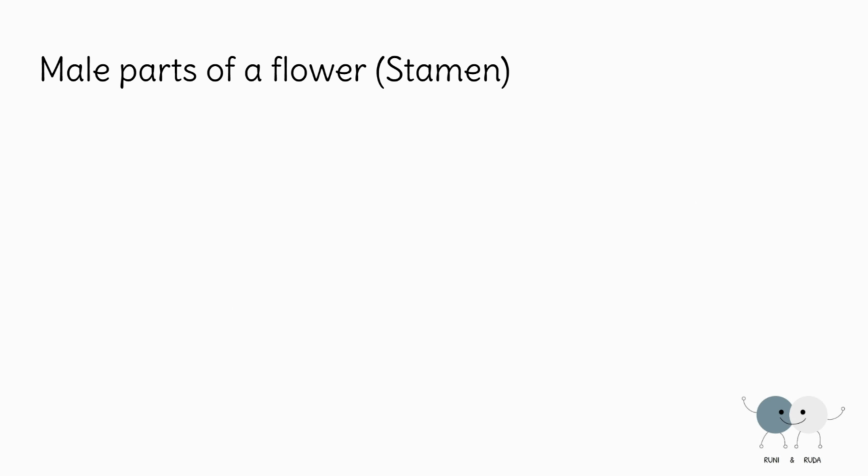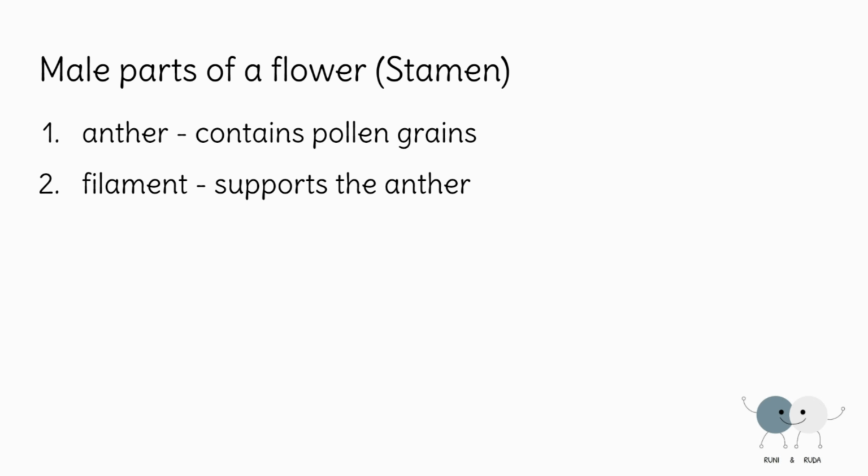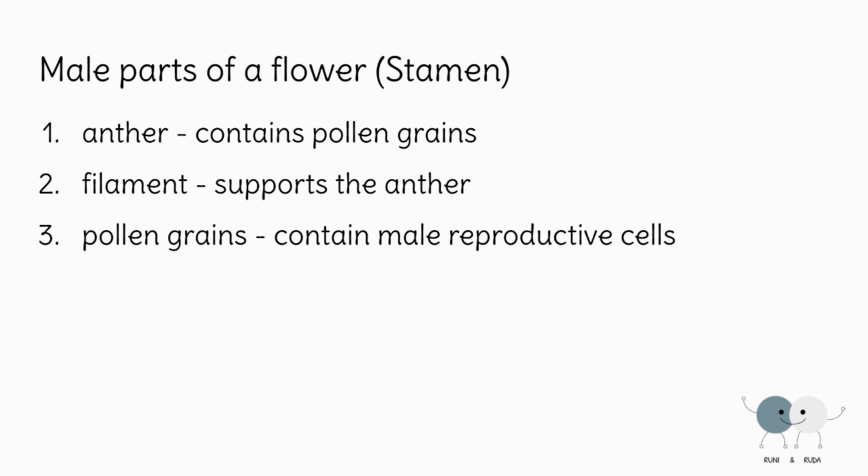Male parts of a flower, called stamen, consist of anther, filament, and pollen grains. Anther contains pollen grains, filament supports the anther, and pollen grains contain male reproductive cells.